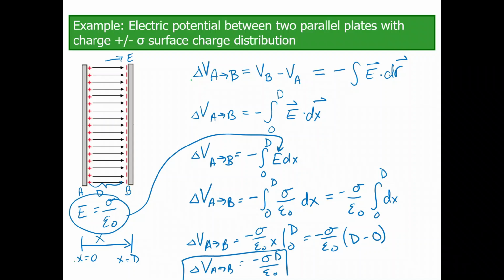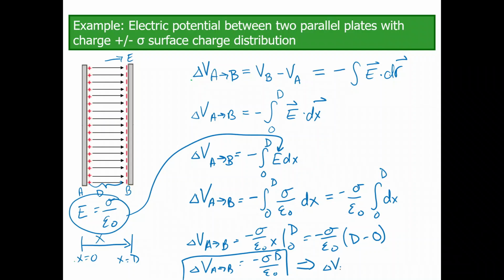So that would give me my potential difference from A to B as negative sigma over epsilon naught times d. So all I need to know to find the potential difference between those plates, which is the voltage, is the charge density and my separation distance between them. This is similar to this version where I plug in the E. Because I know it's a constant, did I really have to substitute in for it?